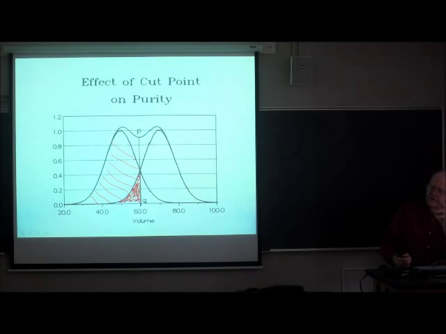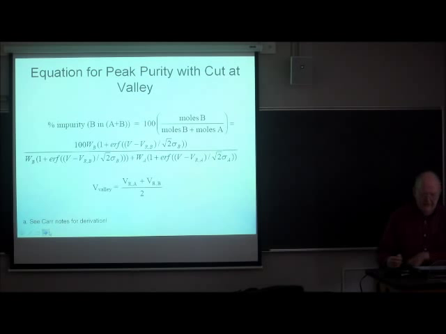The other day I gave you those horrific equations with the error function in them, and now we have to use them because we need to know both of these areas. The ratio of this area to the total area is the fractional impurity of the cut at the valley. With me? It's just a lot of algebra.